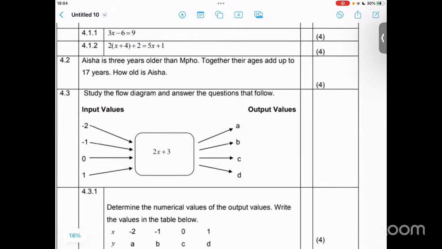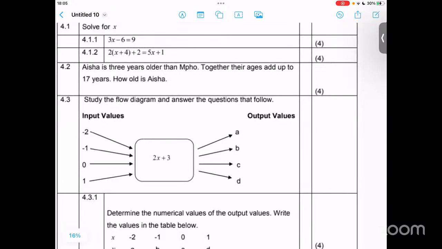Okay, cool. So I want us to complete these questions that we are having here. The first one, 4.1, which has two questions and they both weigh 4 marks. And you are required to solve for x. How are you gonna solve for x for the first question? 4.1.1.